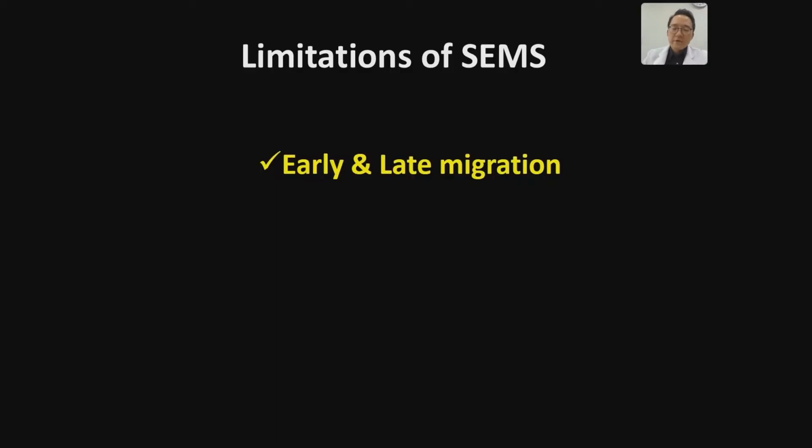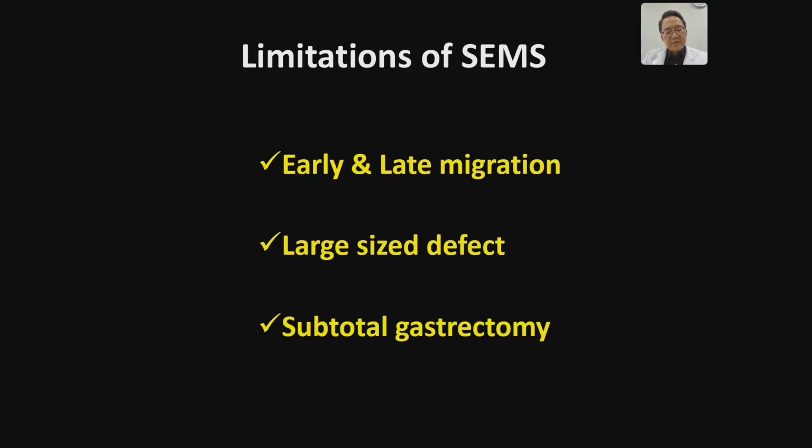Even though there is a high success rate of using a stent for managing a leakage, there are some limitations of stents, like early or late migration, even if we use an anti-migration stent. Another is a very large side effect, and in cases like subtotal gastrectomy, we cannot make a perfect cover with only the stent. So I'm going to show another method.